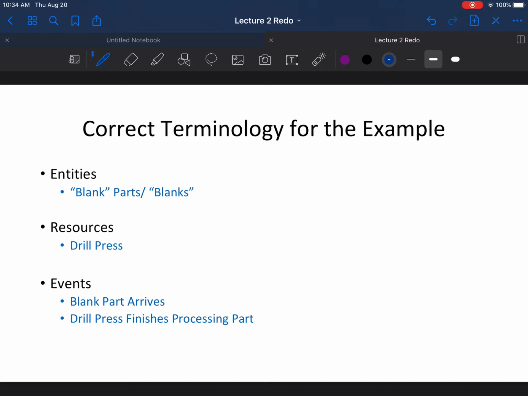The terminology for the example, remember, we have entities. These are blank parts or blanks. We have resources. Our server is a drill press. Our events are arrivals and departures. So the blank part arrives, that's one event. The drill press finishing processing that blank part, that's our other event.